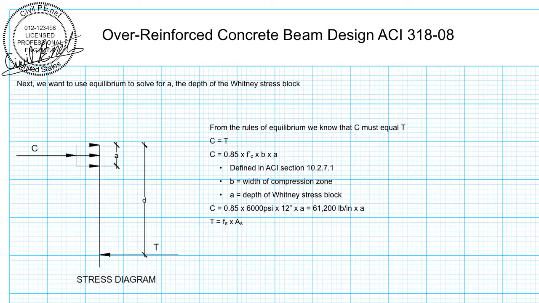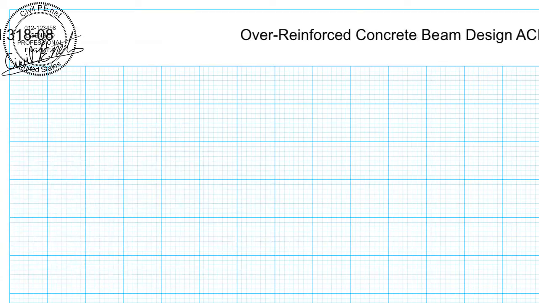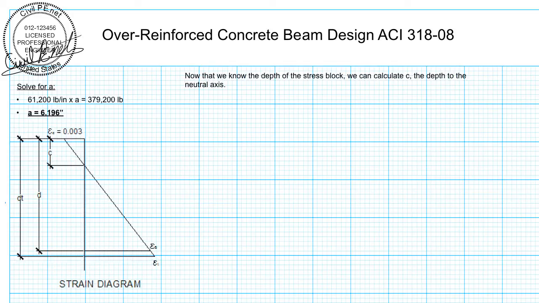Our tensile force is equal to the stress in the steel times the area of the steel. Once again, we're going to assume that that steel yields, and we'll later confirm this. So our tension force is going to equal 60,000 psi times 8 number 8 bars, or 8 times 0.79 inches squared, and we get a total of 379,200 pounds. So now we use that to solve for a, and we calculate that a is equal to 6.196 inches.